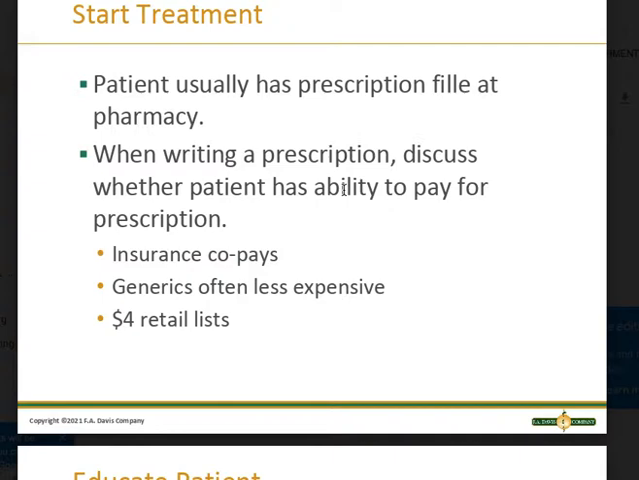Generics are often less expensive than name brands. Name brands a lot of times have coupon cards to get it at a discount. All of those coupon cards, number one, will not work with Medicare Part D, period. They just won't. And they also won't work with any other federal or state government sponsored insurance. Not if you work for the state, but obviously you can't use them with Medicaid, Medicare, those kinds of plans.